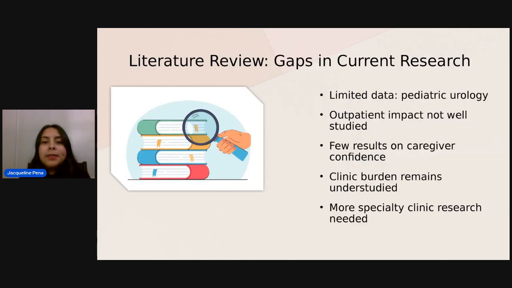There are some gaps in current research. There's limited research in pediatric urology specifically, and in outpatient specialty clinics. More data is needed on how the teach-back method impacts caregiver confidence and reduces post-visit confusion in this specific setting.